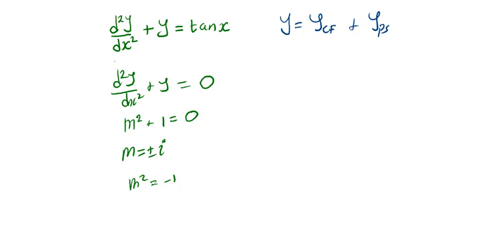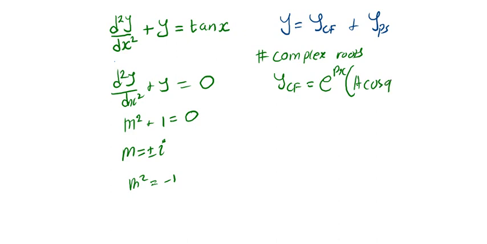You don't always get complex roots. It might be real distinct roots, it might be real equal roots, or it might be complex roots. So if you get complex roots, as we have, your complementary function, let me just say for complex roots, I'll indicate as the complementary function in this case, but for other cases you can indicate it just as y. So for complex roots it will be equal to e to the px, open bracket, a cos qx plus b sin qx.